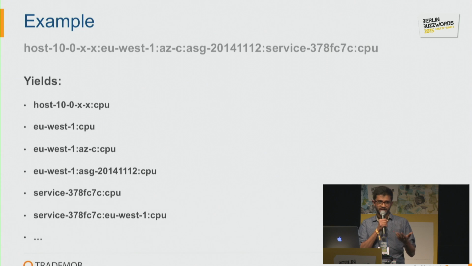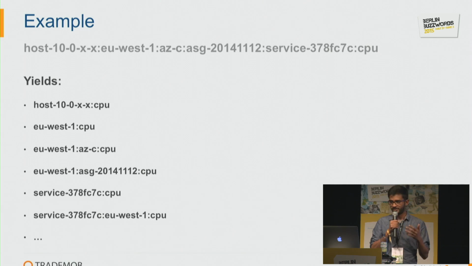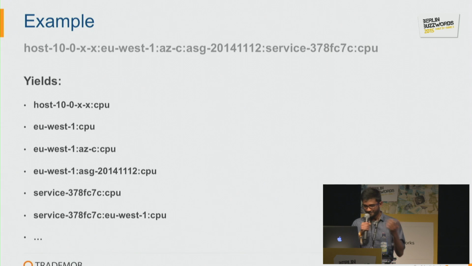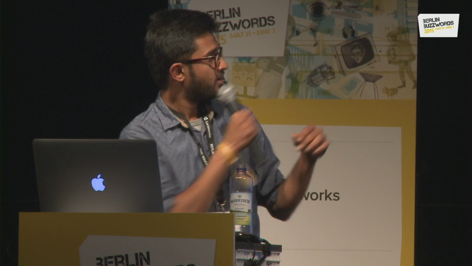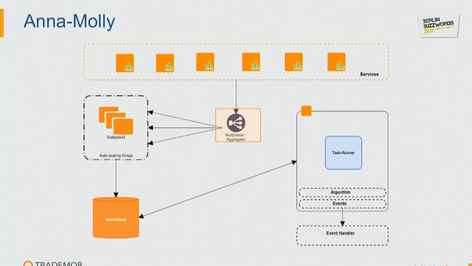These are then aggregated based on different policies with different interval periods, so that when the data is actually received at Anomaly, it's ready for the algorithms to dig in and start doing their magic. To give a short overview of the architecture itself, this is what Anomaly looks like. We have a number of services sending metrics to our multiplexer or aggregator layer, where each metric is multiplexed, aggregated, and computed, and then it is pushed to the collector layer.